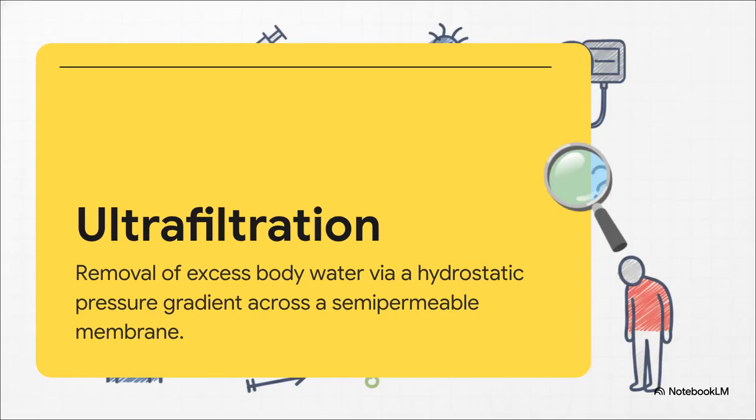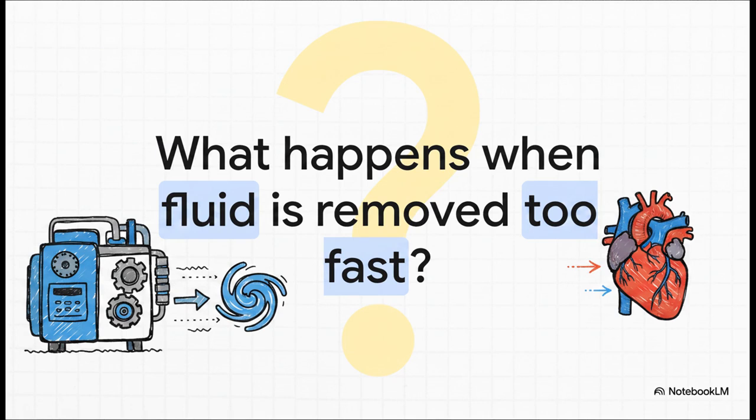So diffusion handles all those invisible solutes. But how do we actually get rid of the physical fluid? That's where ultrafiltration comes in. By manipulating the hydrostatic pressure across those synthetic membranes, the machine literally drags excess water right out of the patient's vascular system. And actually, as a bonus, this creates something called convection, where larger middle molecules get dragged along with the water. But here's the million-dollar question. What happens when we pull that fluid out just a little too fast? The machine has incredible power, but the human body has a biological speed limit for how fast fluid can refill the blood vessels from the surrounding tissues.